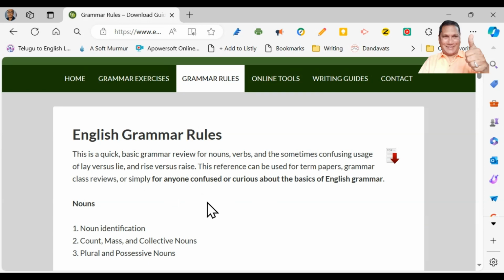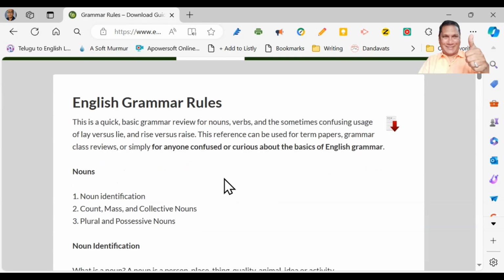English grammar rules. What it says is this is a quick basic grammar review for nouns, verbs, and sometimes confusing usage of lay versus lie, rise versus raise. This reference can be used in term papers, grammar class reviews, or simply for anyone confused or curious about the basics of English grammar. This is just the introduction of the grammar rules here.